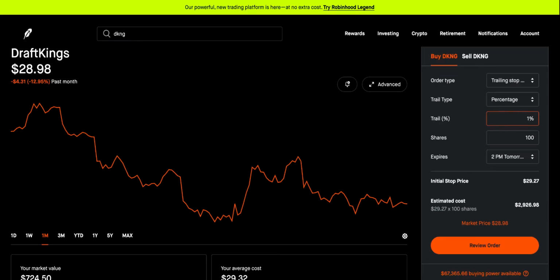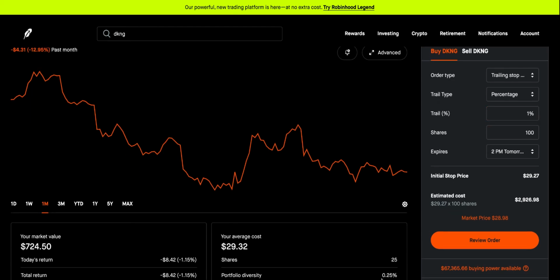So today I'm going to show you how to use the different order types in Robinhood. So let's get into it. I'm here on DraftKings, ticker symbol DKNG. I have 25 shares. Average is 29.32.